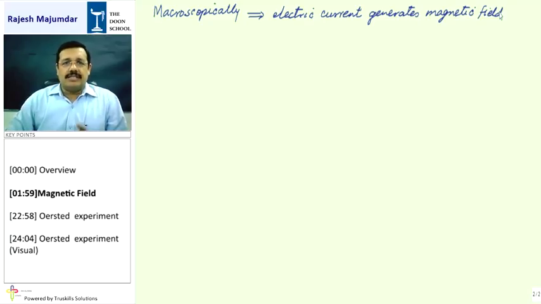That means this is some extra force which we observe apart from the gravitational force and the electric force. So macroscopically, in a bigger way, it has been found that if electric current is flowing through any conductor, then it generates magnetic field around it. Magnets get influenced around a wire which has electric current passing through it. So this is in a macroscopic manner.